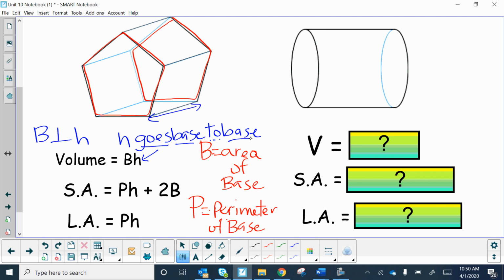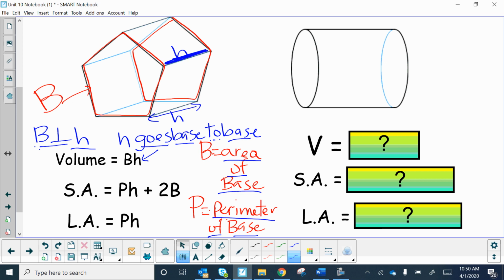So capital B stands for area of the base. Capital P stands for perimeter of the base. The height is always perpendicular to the base. So this is actually H right here, so let's label that. And then the red we can say is capital B. So H goes from base to base.